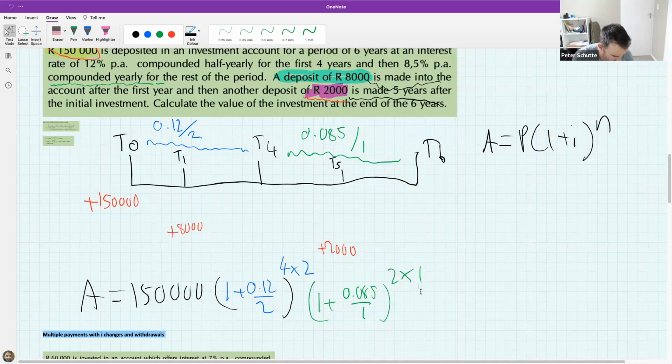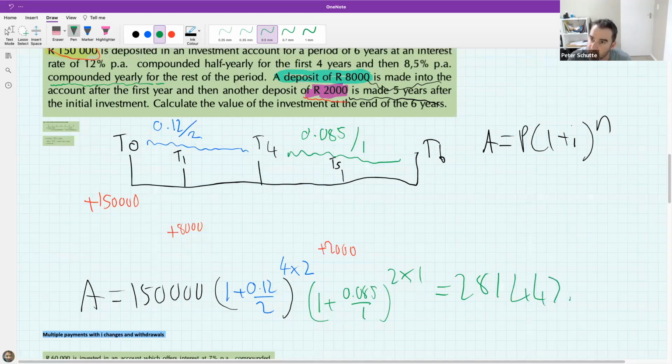And then I go equals, and then I go times by 1 plus 0.085 over 1, close bracket, to the power of 2. Now, it's not correct to stop at that point, but if I stopped at that point, I would get 281,447.6699. Just give me a thumbs up if that's what you would get too, just so we can check that our calculators are all working nicely.